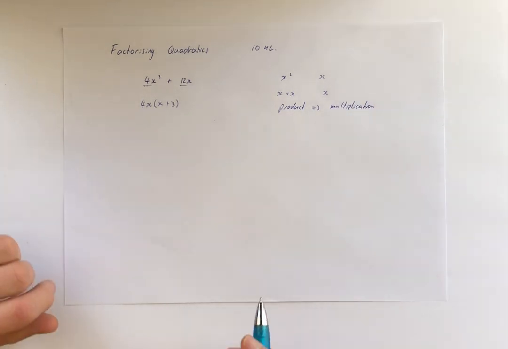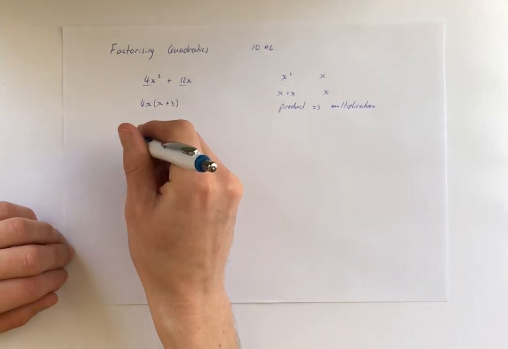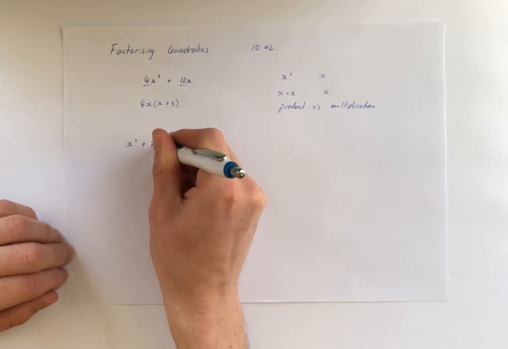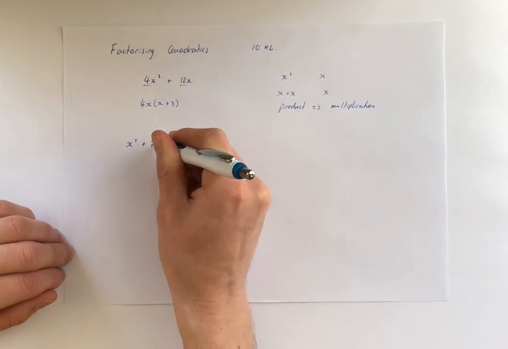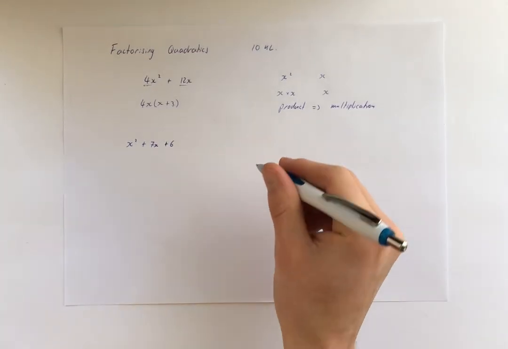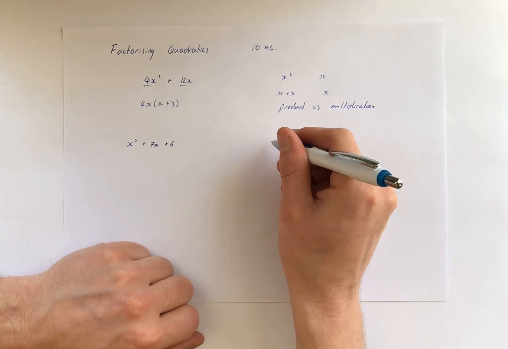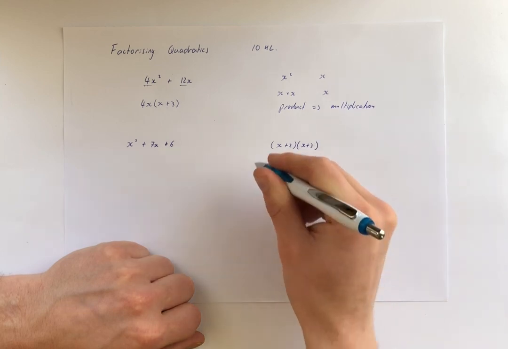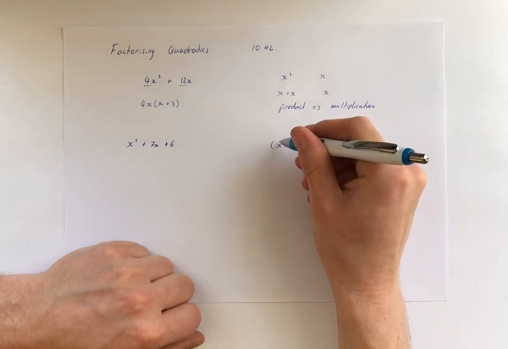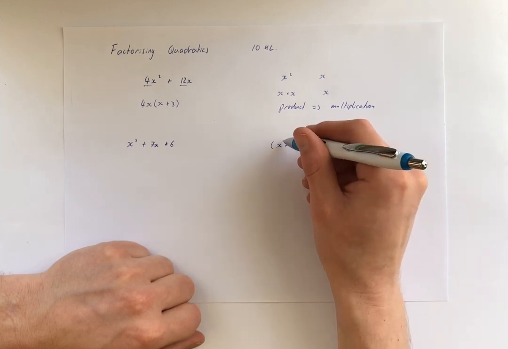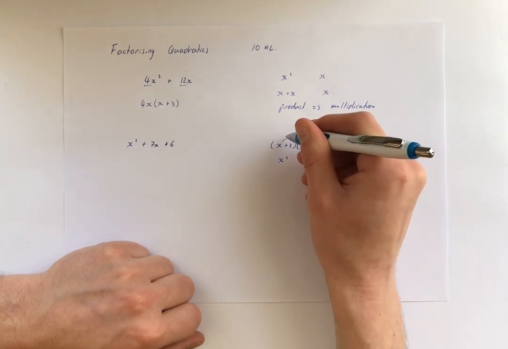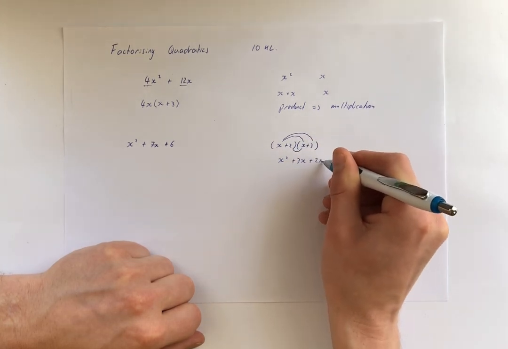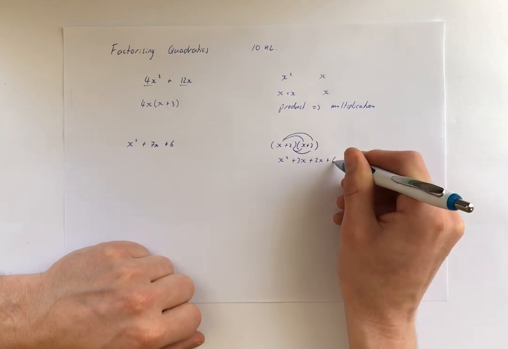So how do we factorize something like, say, x squared plus 7x plus 6? Well, let's just take a step back and look at how we expanded terms. So let's take x plus 2, x plus 3, and expand that out. So x plus 2 in one bracket, x plus 3 in another bracket, x times x is x squared, x times 3, 3x, 2 times x, 2x, and 2 times 3 is 6.